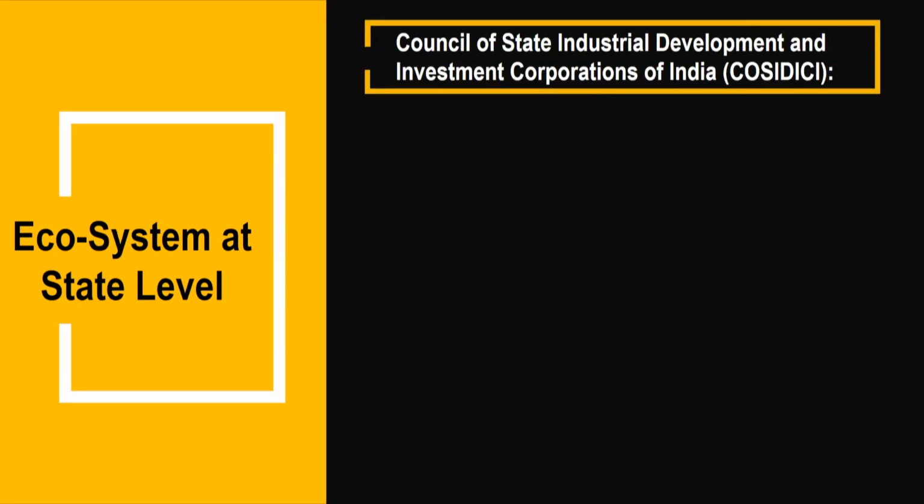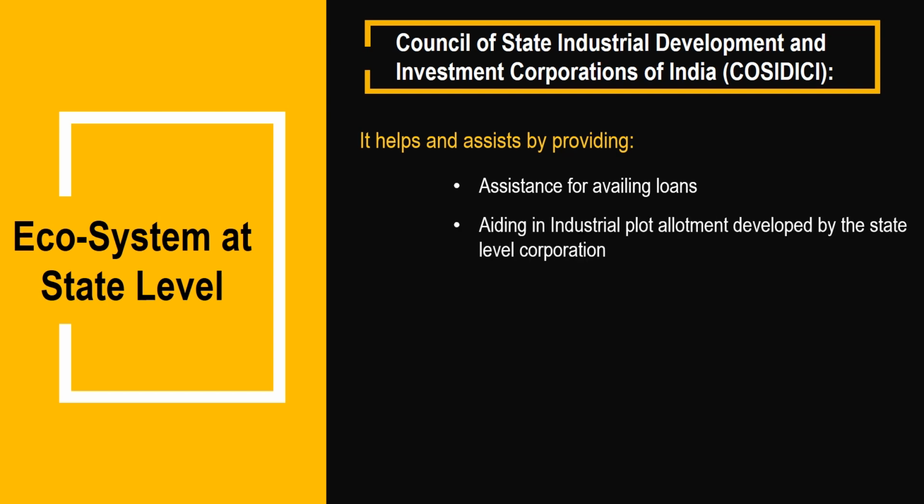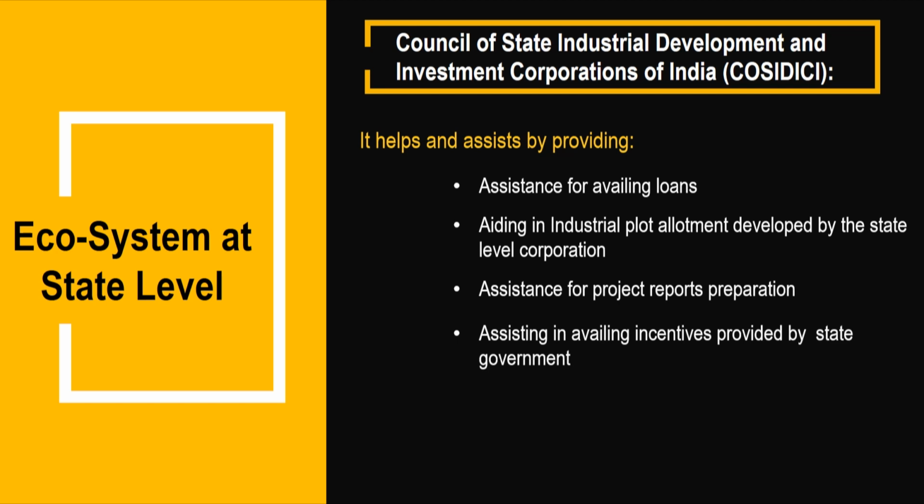Now, coming back to the Council of State Industrial Development and Investment Corporation of India, it helps and assists by providing assistance for availing loans, aiding in industrial plot allotment developed by the state level corporations, assistance for project report preparations, and assisting in availing incentives provided by the state government.